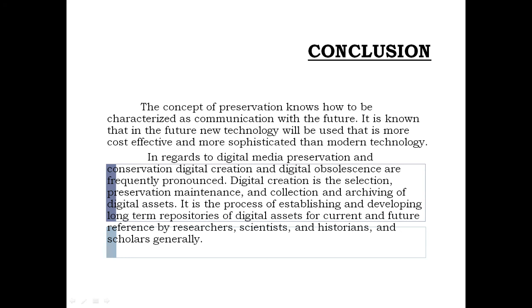Whereas digital obsolescence is a situation where a digital resource becomes out of fashion and no longer useful. Digital obsolescence is a situation where digital resources are no longer readable because the physical hardware or software that runs on it is no longer available.